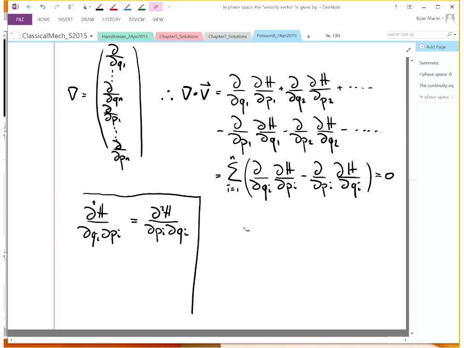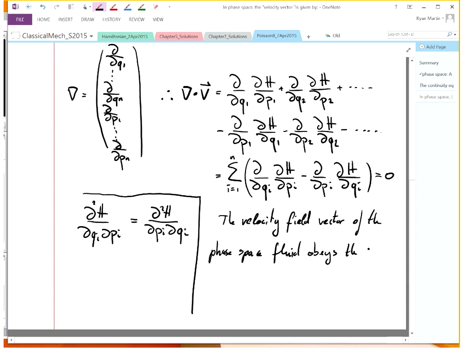That's more obvious. So the velocity field vector of the phase space fluid obeys the same equation of motion as that of an incompressible fluid.